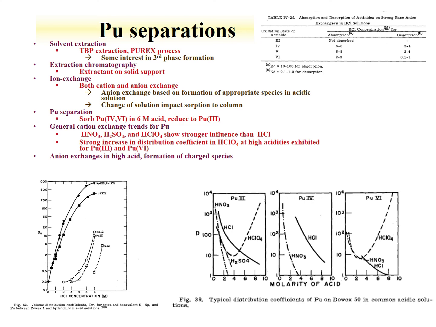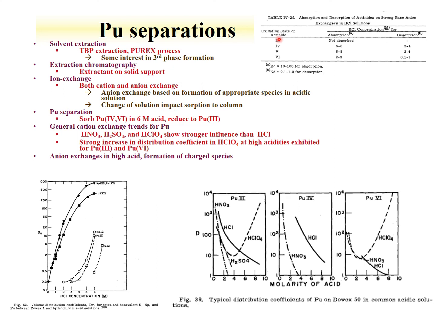As we've already discussed, in solvent extraction, plutonium is well known with tributylphosphate, part of the PUREX process. There's some interest in third phase formation. There's some literature on this and links on the website. Ion exchange and extraction chromatography are also well known for separations of plutonium. These are more laboratory scale separations.